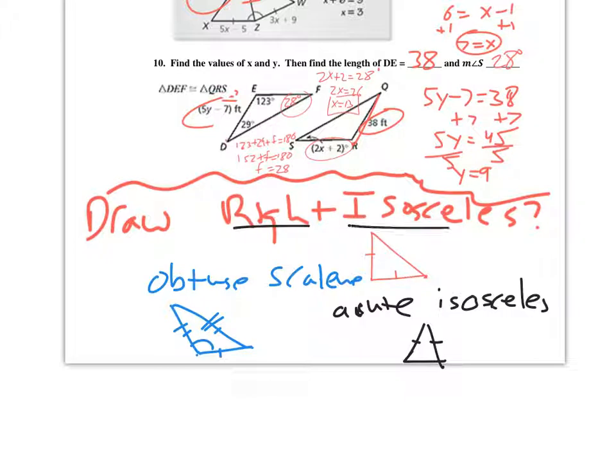Know your names, how to name it either by its angles or by its side. Naming by its angles, we can have a right or an obtuse or an acute. By its side, we can have an isosceles, scalene, or also an equilateral, which is not here. So be ready to use those names and make some drawings.